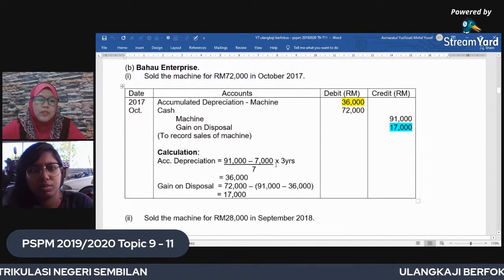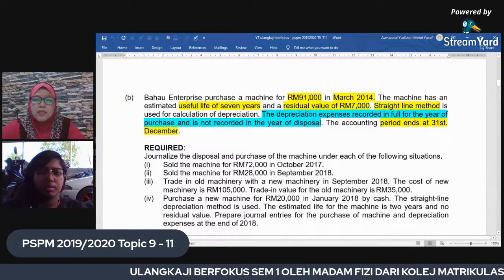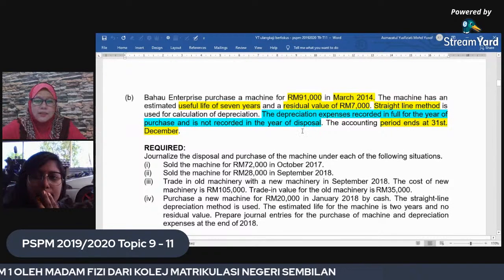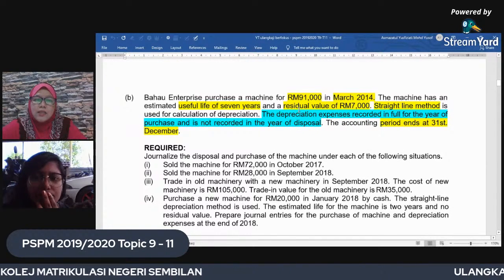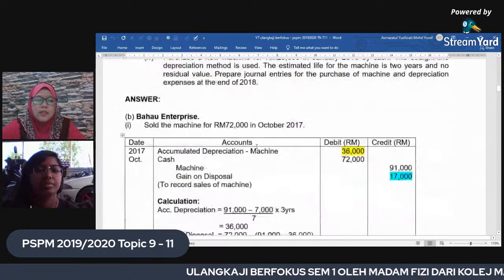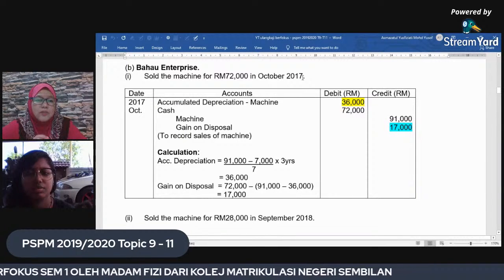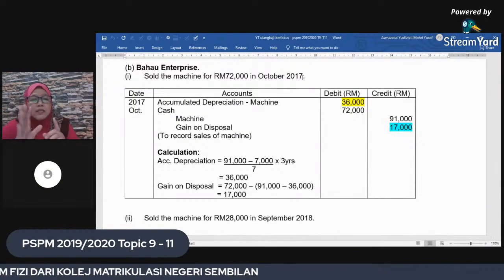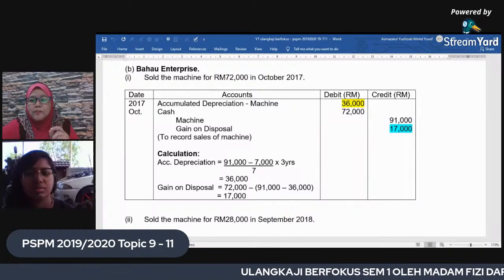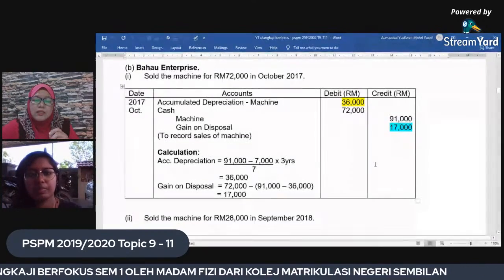So we look at the question again. The machine was purchased in March 2014, so 2014 is included in the calculation. And then it was sold in October 2017, so 2017 is not included in the calculation. So how many years? 2014, 2015, 2016. Okay, why is 2017 not included in the calculation?